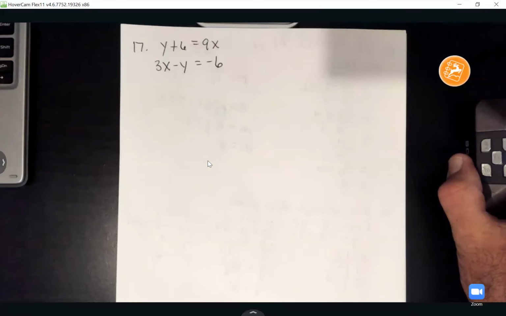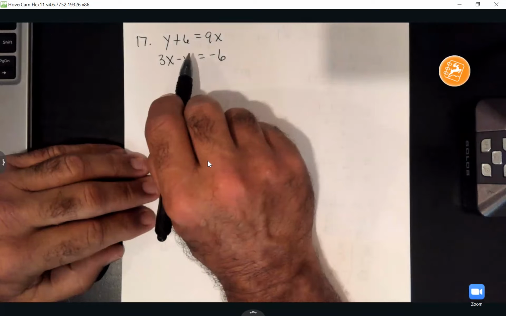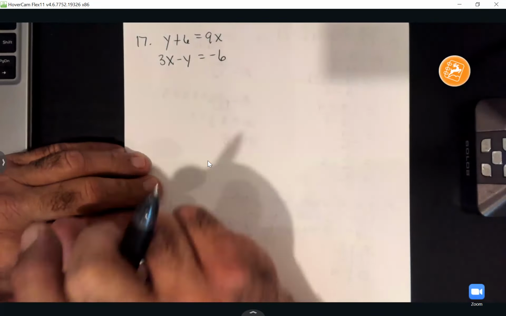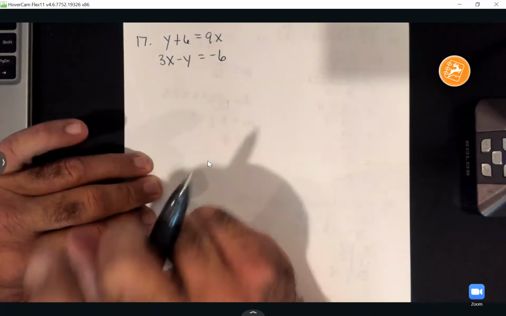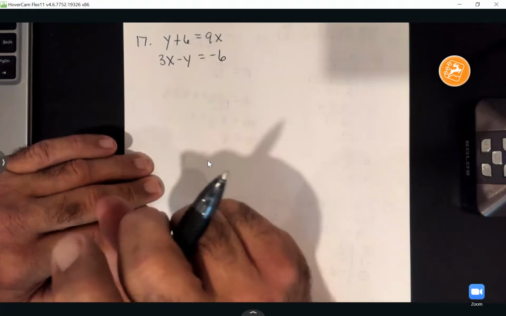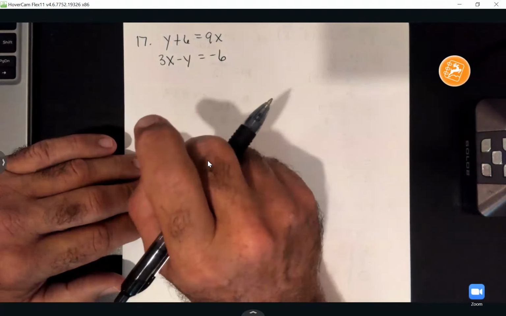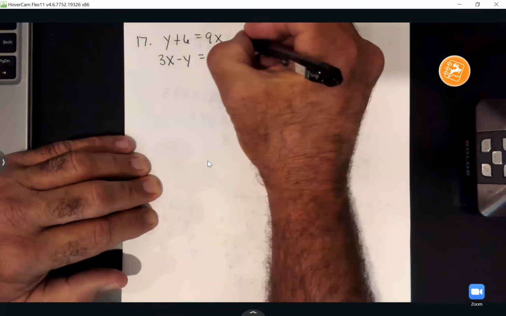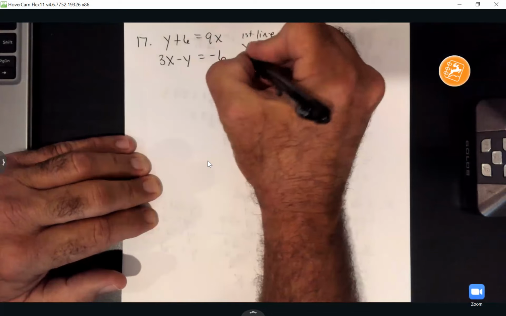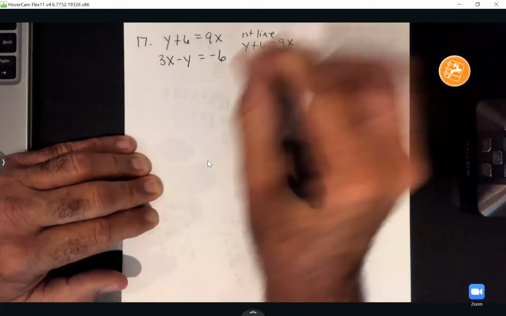All right, y'all, so let me get back up here to where I wrote my problem. So remember, we got to solve both of these for the y. If they're parallel, they will have the same slope, which means they'll have the same number in front of those x's, okay? So y'all, let's do the first line. The first line is y plus 6 equals 9x.